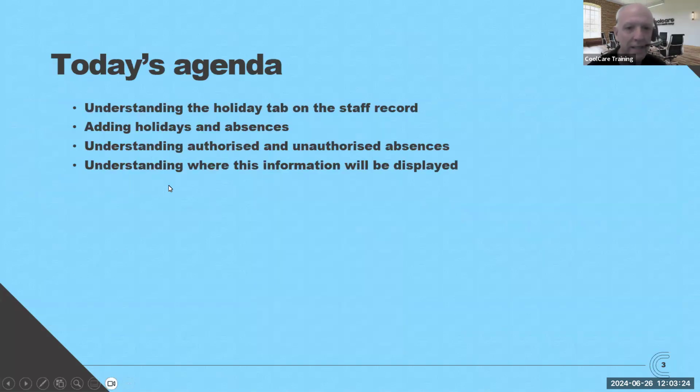What are we going to do exactly today? We're going to look at understanding the holiday tab on the staff record. I'll look at the absence tab as well, and we're going to look at adding holidays and absences. And I'm also going to talk about the difference between authorized and unauthorized absences, and where the information gets displayed when you put on an absence or a holiday, where you can go and check it, stuff like that.